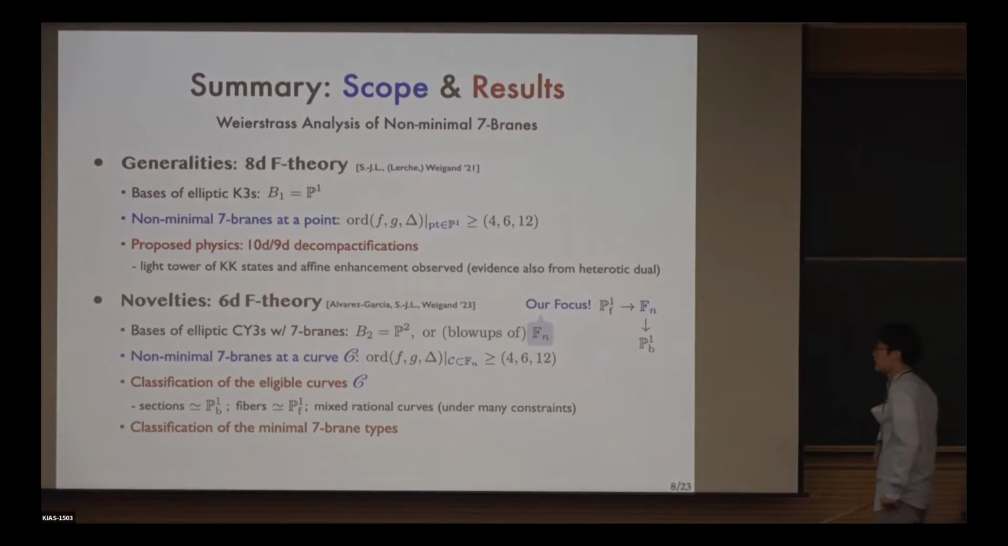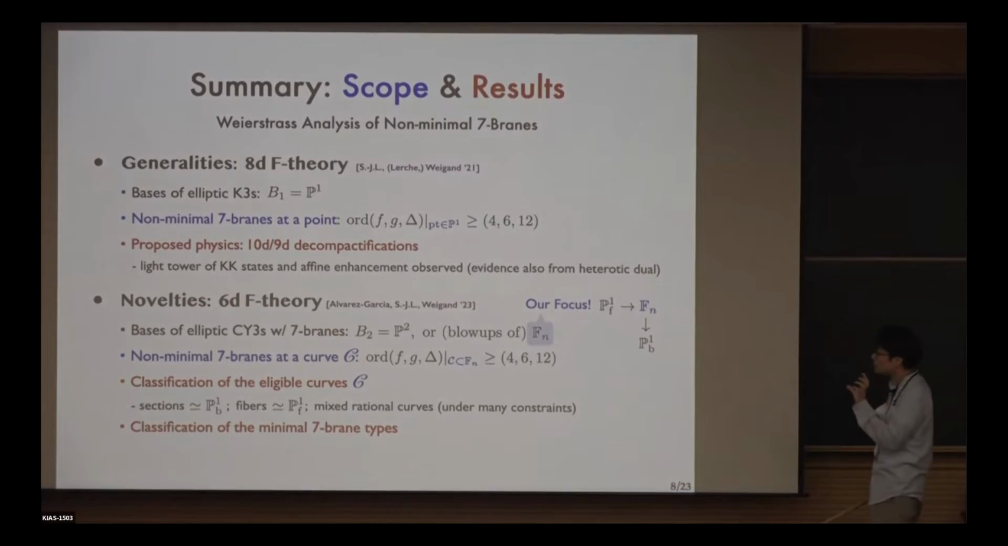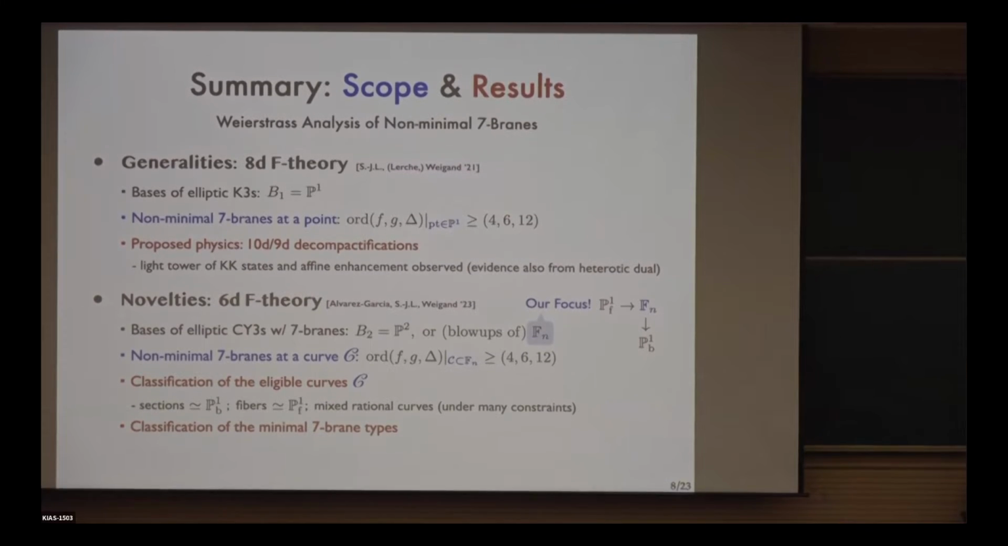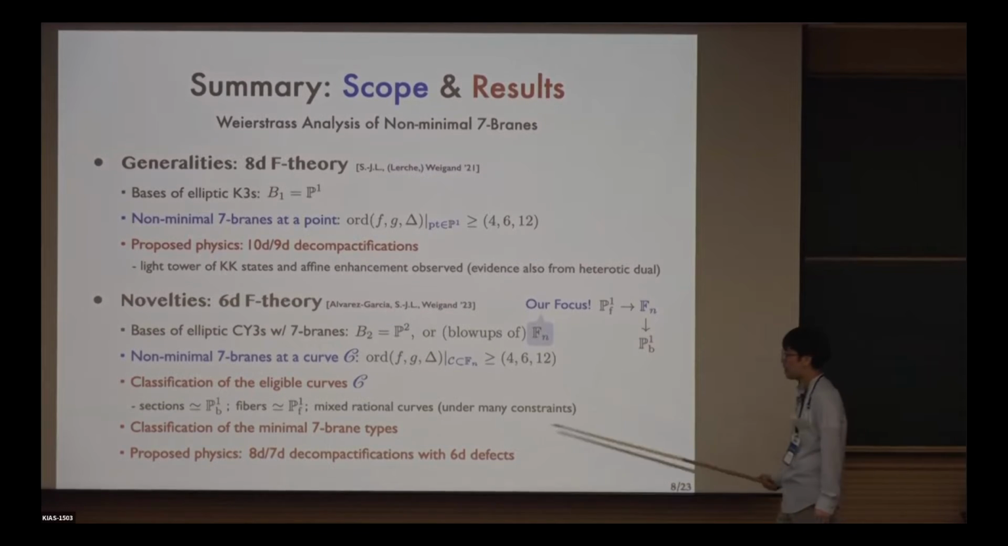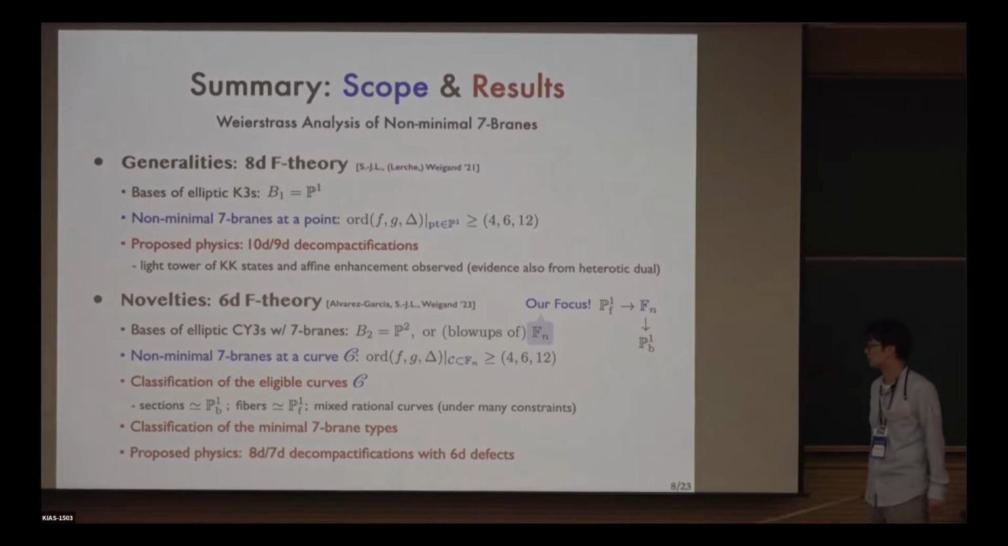And unlike in 8 dimensions, in 6D, the non-minimal 7 brane locus can and in general will intersect with the locus of minimal 7 branes, and therefore in relation with the interaction between these two 7 branes, we will have to carefully analyze also the physics of the minimal 7 branes. And therefore, we will classify also the minimal 7 brane types. And then, in the end, we will propose that the space-time in the limit should decompactify now to either 8 dimensions or 7 dimensions, possibly with 6-dimensional defects present.